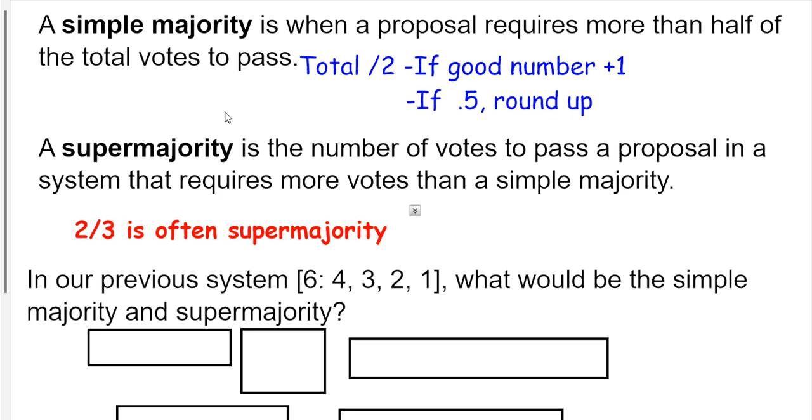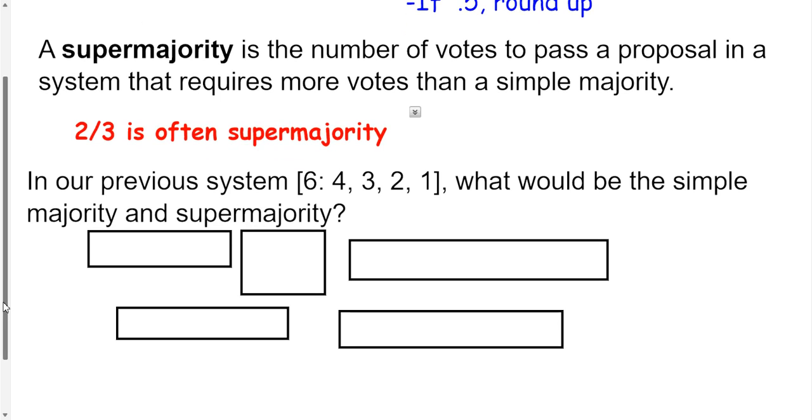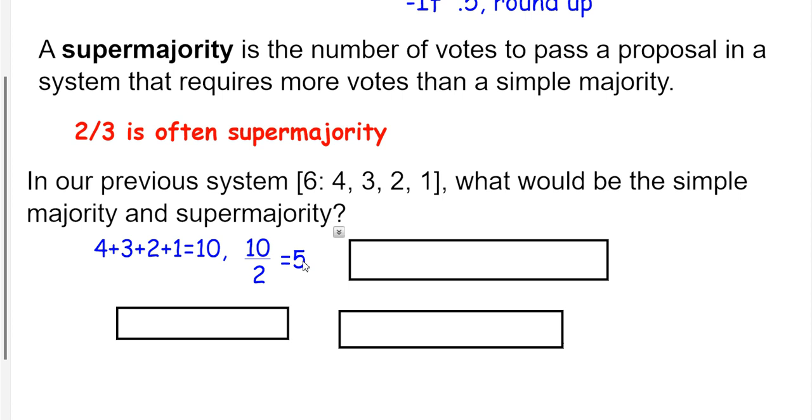By doing 2/3 of our number, right? To get it. So down here, it says the previous system, 6, 4, 3, 2, 1, the one we just did last slide. What would be the simple majority? So you want to add them all up. 4 plus 3 plus 2 plus 1 is 10. Okay, in a simple majority, we're going to divide 10 by 2 and get 5.